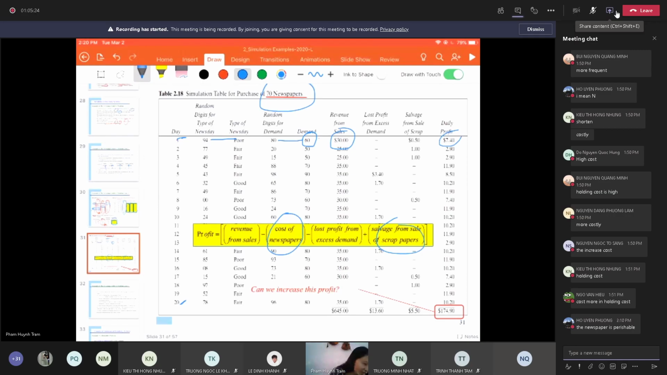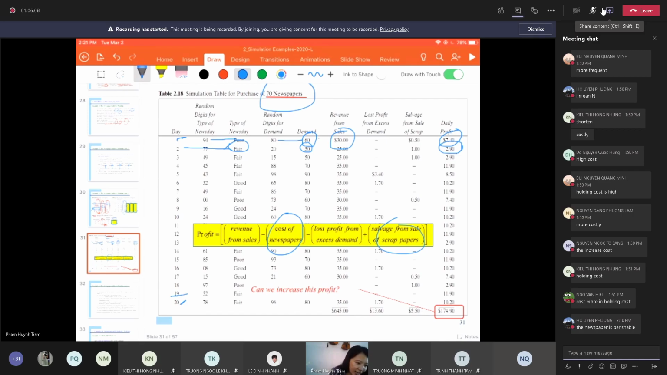Doing the same thing for day 2, it was a fair day. Demand on that day is 50. Again, we had already decided to buy 70 newspapers and the demand is 50, so we still have a surplus of 20 papers. That's a lot more compared to day one, and our daily profit on that day is only $2.9. So we try that for 20 days with the purchase of 70 newspapers and see how it goes.